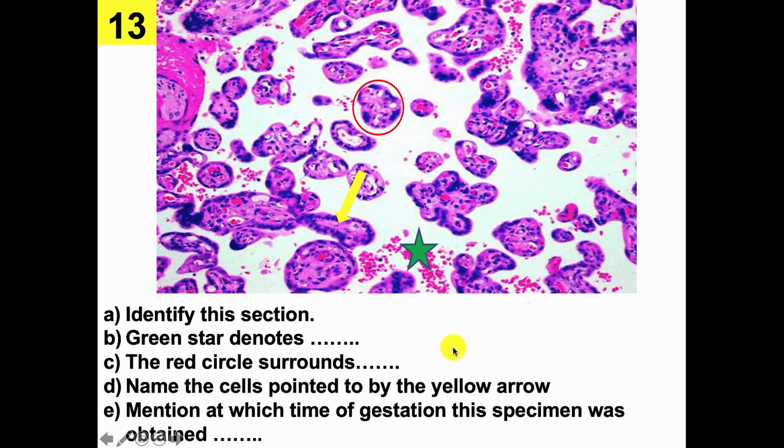Number 13, identify the section. It is masses of cells separated by white space containing RBCs. This is the placenta, of course. Green star denotes the maternal blood. The red circle surrounds the chorionic villus. Name the cells pointed to by the yellow arrow. These are the cells here on the surface. This is the syncytial trophoblast.